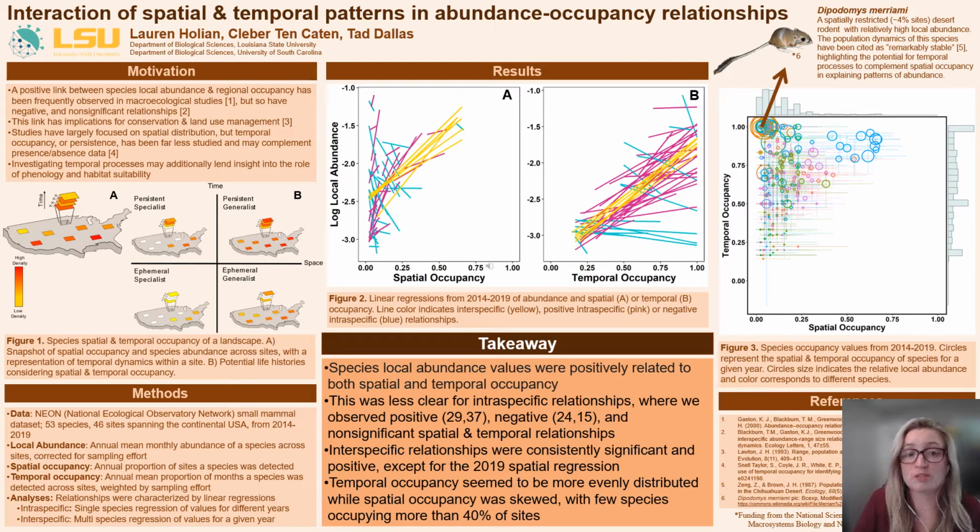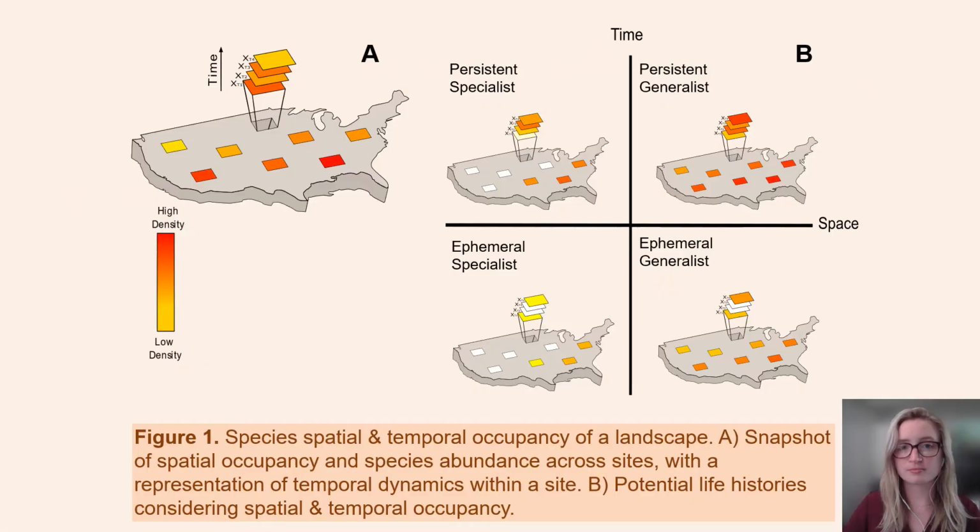While these relationships have been described as a common macroecological pattern, the temporal processes that may impact these relationships have received less attention. So here we use NEON's small mammal dataset to explore how temporal occupancy, or species' ability to persist on a landscape, may complement that more traditional presence-absence data.